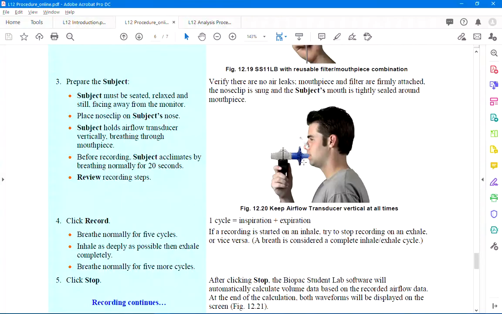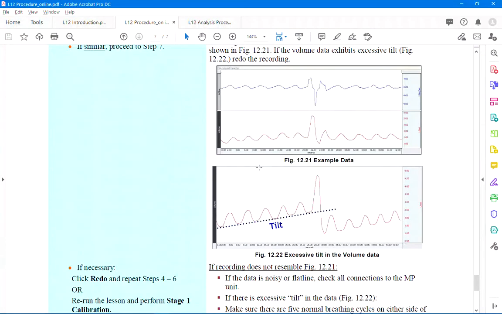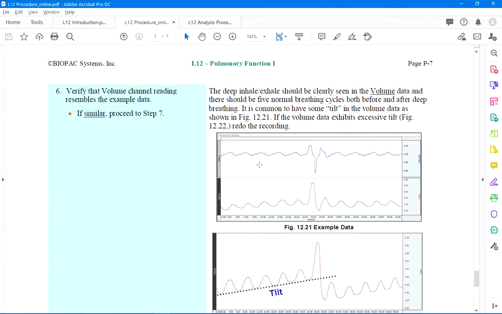That would then be inserted into the mouth, with a nose clip to block airflow from the nose so that all the air moved during this test is going directly through this flow meter. And the test that we're going to do looks very similar to that chart that we illustrated a moment ago, with a couple of normal breaths.